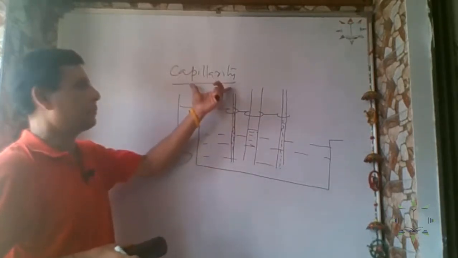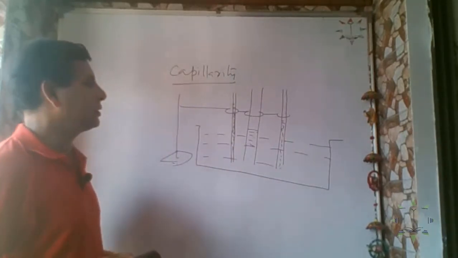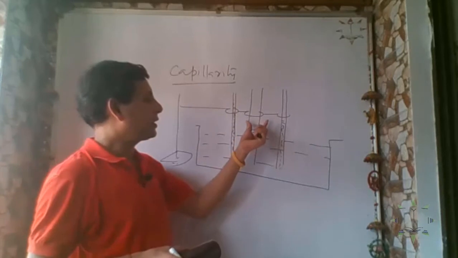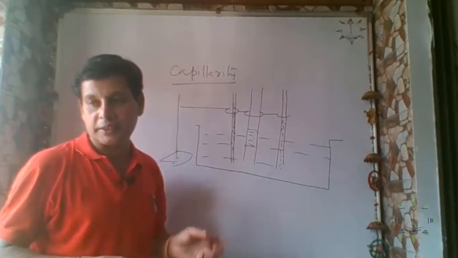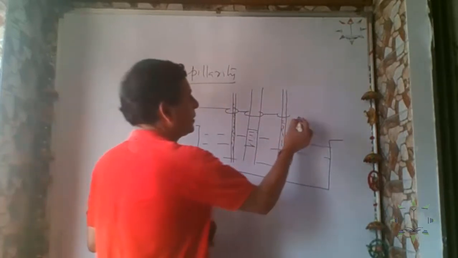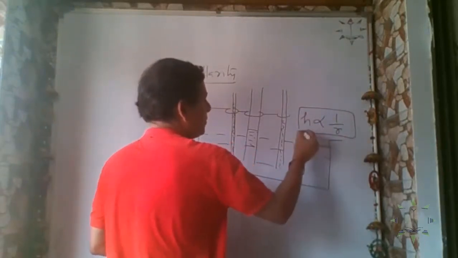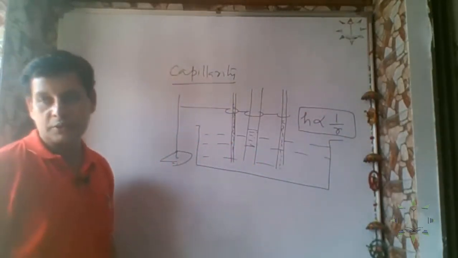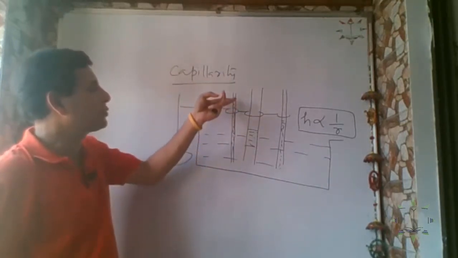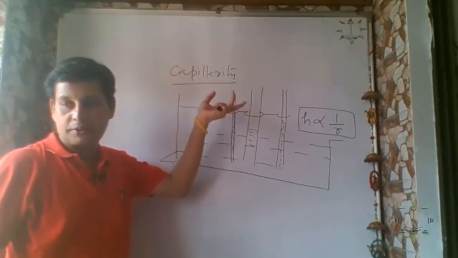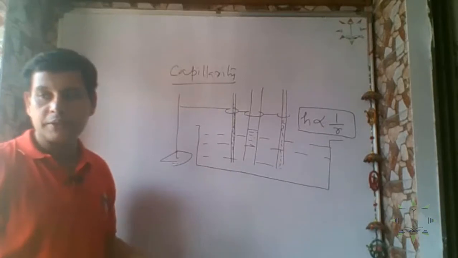This rise of liquid inside a tube by itself is called capillarity. Okay. Jurin was the scientist who discovered that if the radius is more, then the height of liquid inside the tube will be less. So height attained is inversely proportional to the radius of the capillary tube. Okay, this is Jurin's law. So if it is a very thin tube, the liquid will rise to a higher height. If the diameter is more, then the liquid will not rise up to that much height.